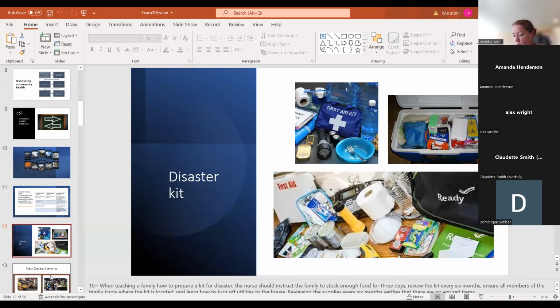So there may be a question on there: what are we going to ensure that the family knows how to take care of, prepare their emergency kit. So those are three big things. Everybody knows where it is, 3 days of food, and then 6 months checks. Okay, and of course, the food's not going to be expired or anything that can expire.